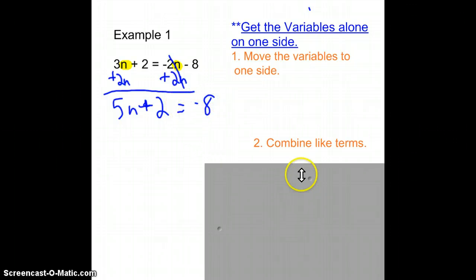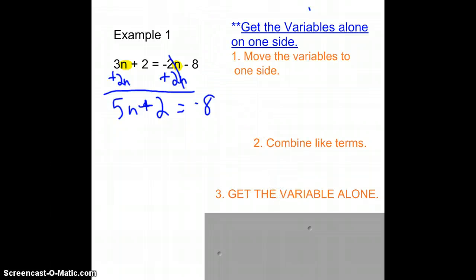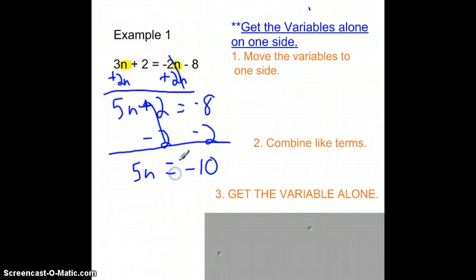Okay. Now, we all should be able to do this from here. Now it's just about getting the variable alone. So, in order to get that variable alone, we'll subtract 2 from both sides. That'll start to move this 2 over. Negative 8 and negative 2, same signs. So combine the numbers and keep the sign. Negative 10. Positive 2, negative 2, that'll cancel each other out. So we're left with 5n. Bring that down. Bring down our equal sign. 5n equals negative 10.